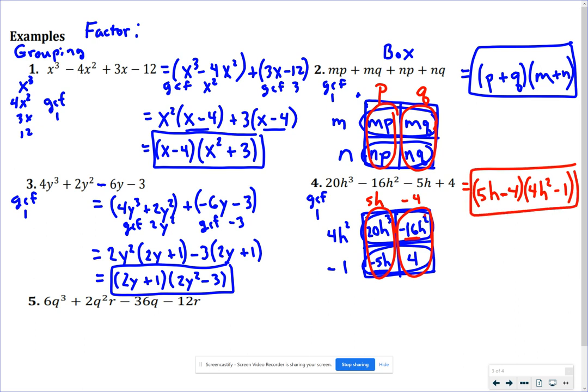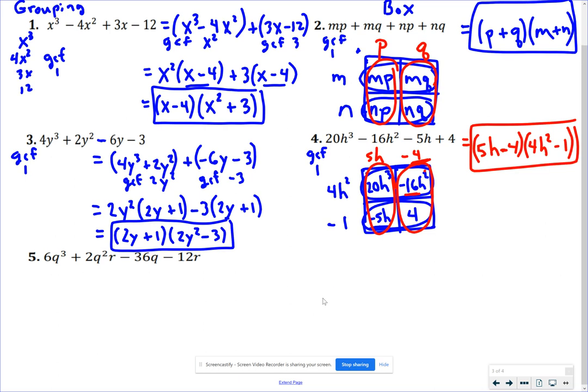I'm going to double check my multiplication. 5h times 4h squared is 20h to the third. Negative 4 times 4h squared is negative 16h squared. I'm just looking at the box. 5h times negative 1 is negative 5h, and negative 4 times negative 1 is positive 4. It works. We've got the factorization.